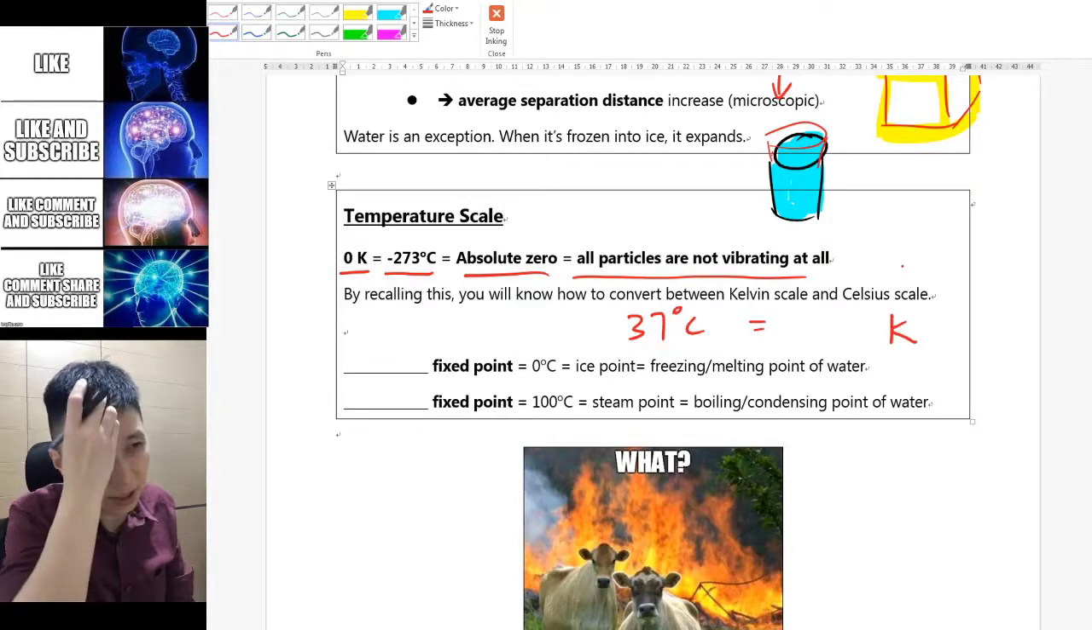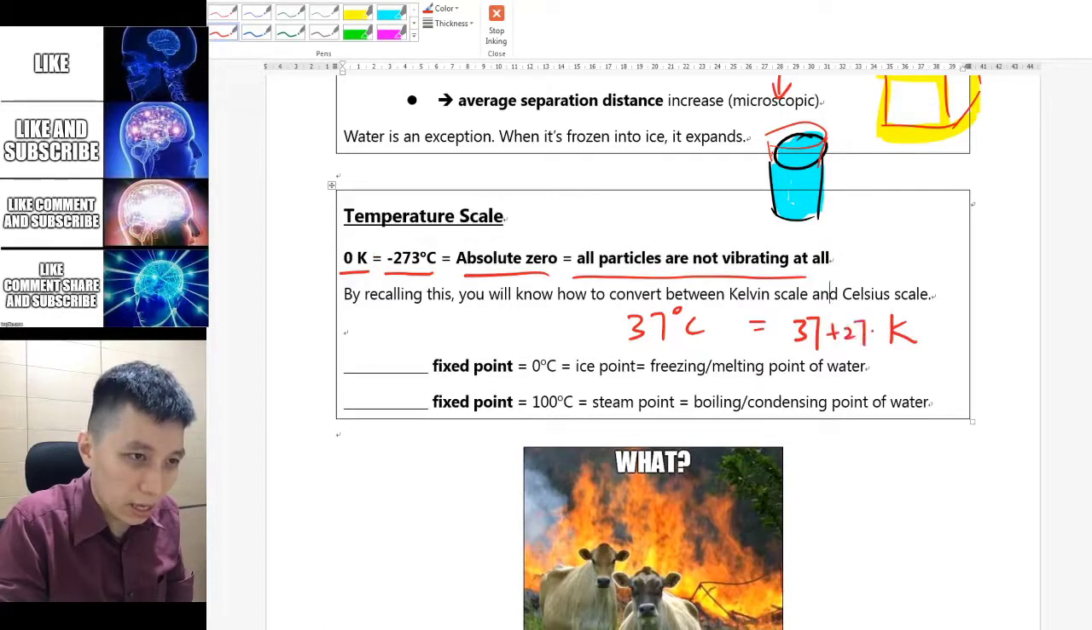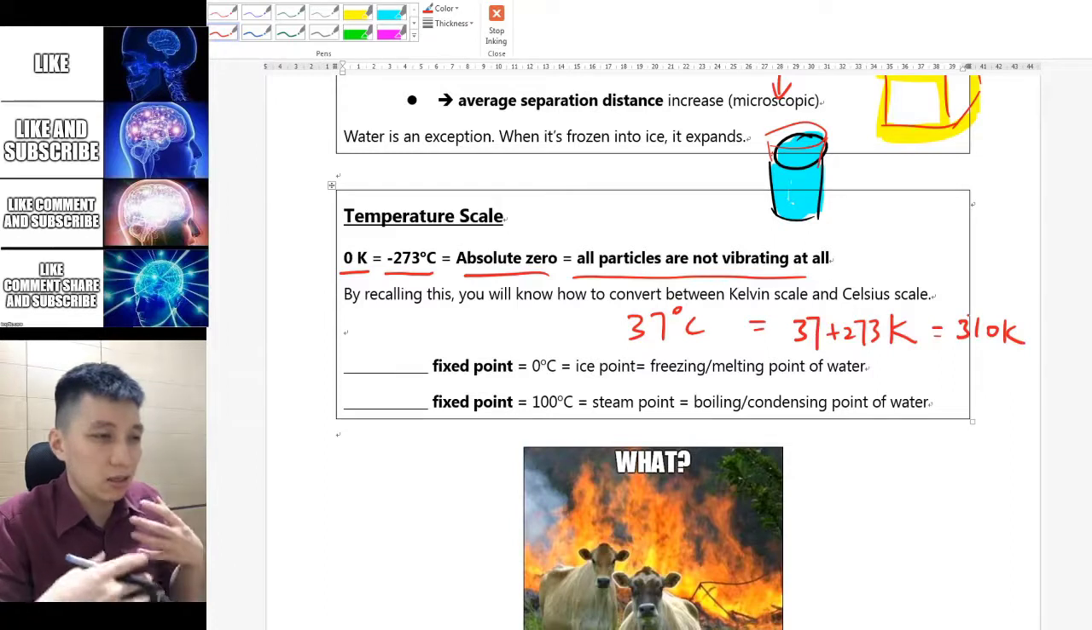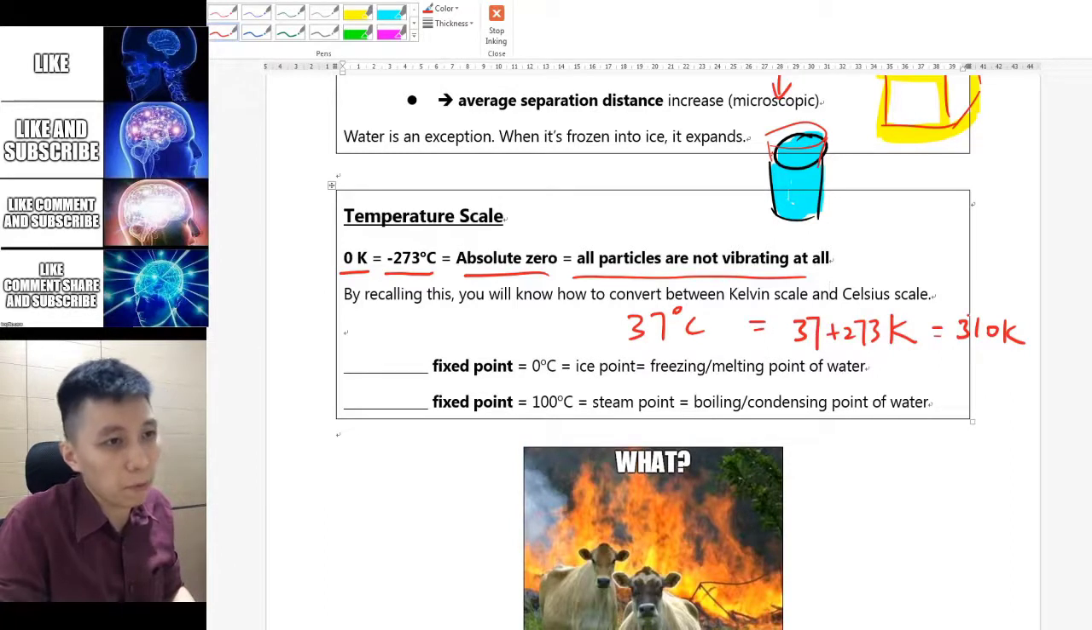Then you can calculate by seeing 37, because this is negative 273 equal to 0, right? So you can add this, and eventually it will be 310 K. So this would be in Kelvin scale what your body temperature should be.